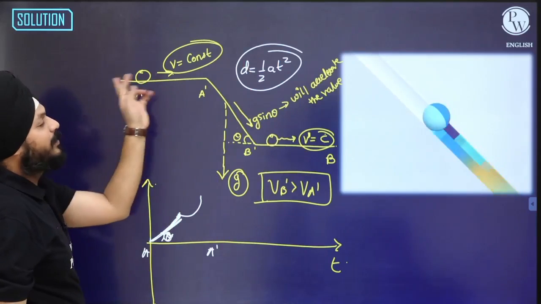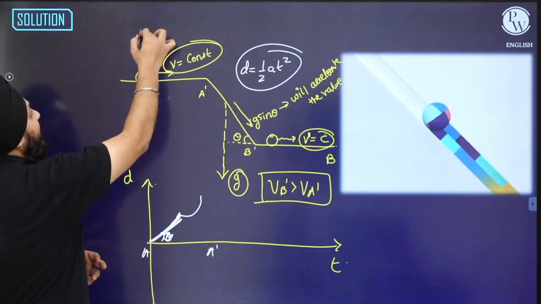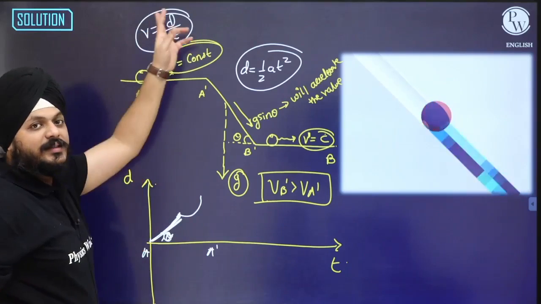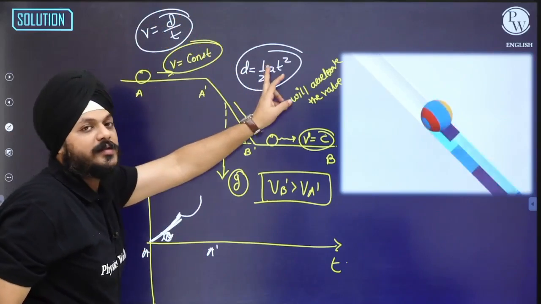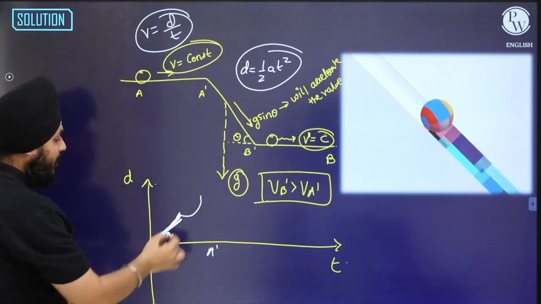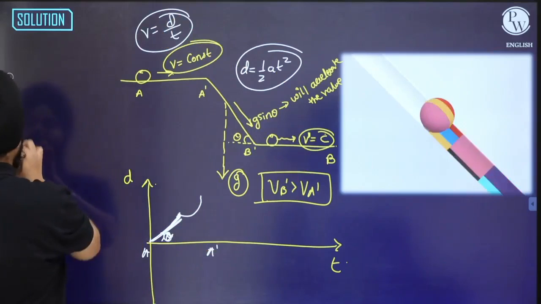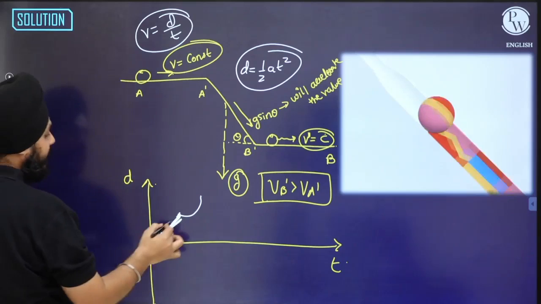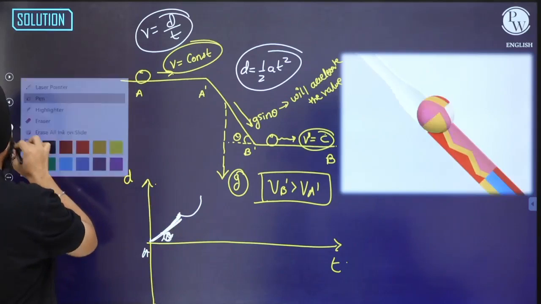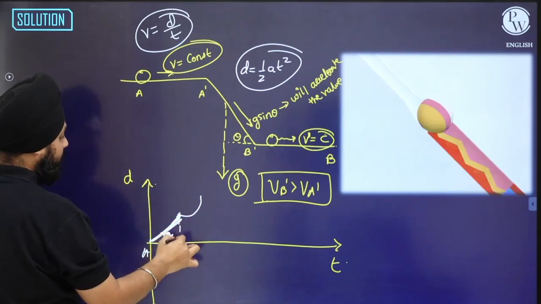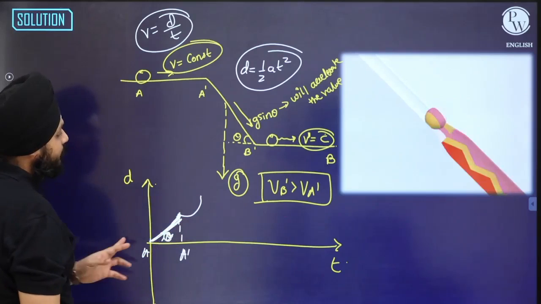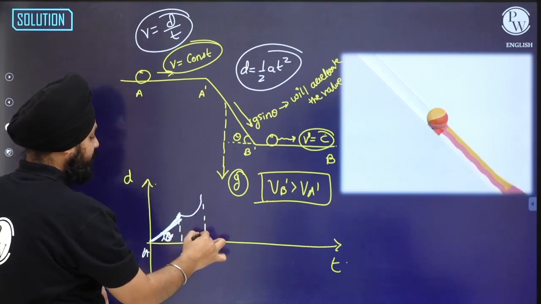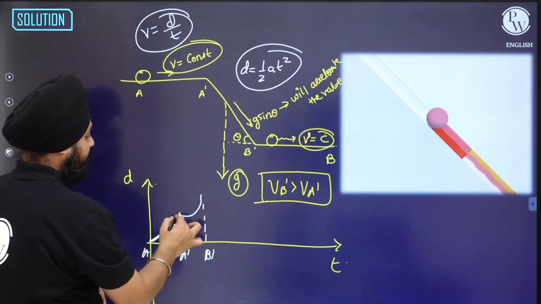And when the particle is moving with a constant velocity, we write the equation as v is equal to d by t. It satisfies the y is equal to mx equation, and this satisfies the equation of a parabola. Till the time A dash, it is moving with a constant velocity from A dash to B dash, parabolic graph.